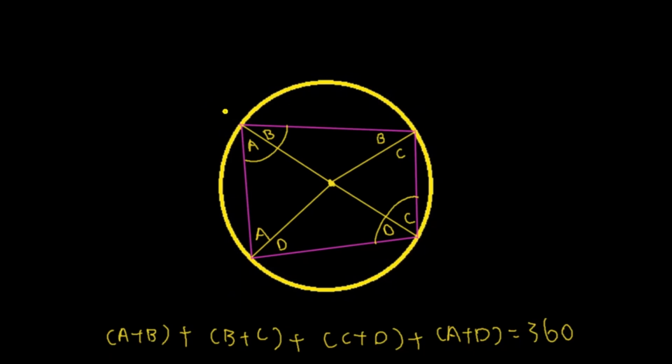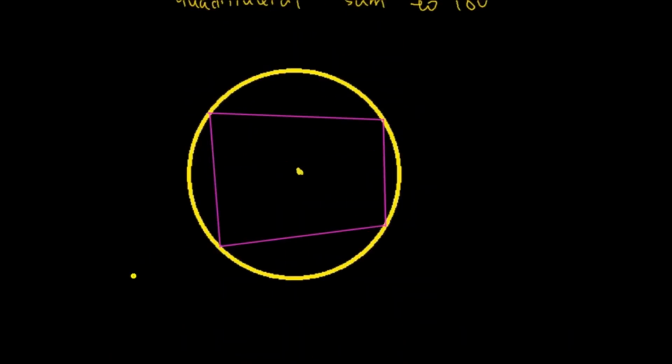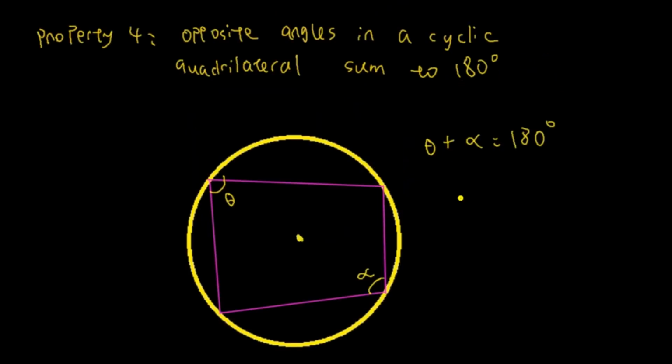Since that's opposite, we can say that what we're trying to prove here is, let's say this is angle theta, and this is angle alpha, right? So we know that theta plus alpha is 180 degrees. That's what we just proved for this theorem.